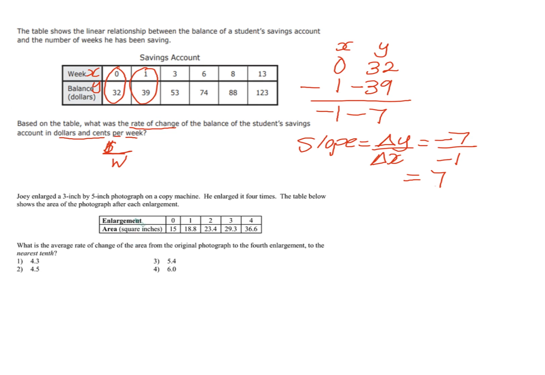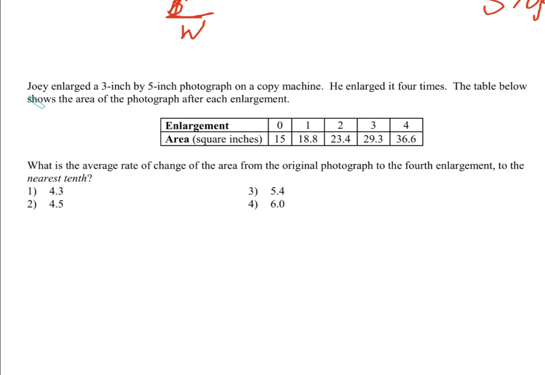Now sometimes on the test, they actually specify where they want you to take your points from. If you get a problem like this, please go with the points they specify. So in this question, Joey enlarged a 3-inch by 5-inch photograph on a copy machine. He enlarged it 4 times. The table below shows the area of the photograph after each enlargement. So here's the enlargement, 0, 1, 2, 3, 4. Numbers look simple, right? Guess what? That's x, which means that the area here is y.